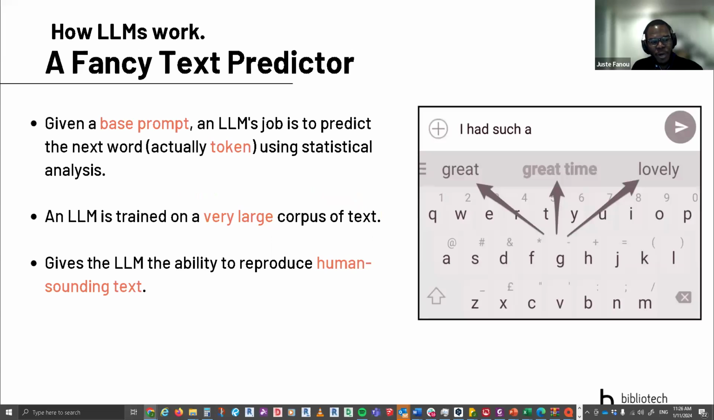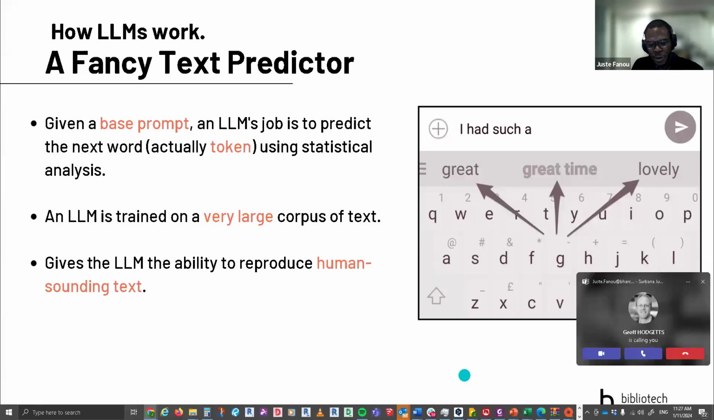So how does it work? It's essentially a fancy text predictor. Given a prompt, i.e. an instruction, a large language model's job is to predict the next word. And they don't necessarily understand words, they understand tokens. And tokens are essentially portions of words. So in order to make these work, you usually have to break down the word into different portions.